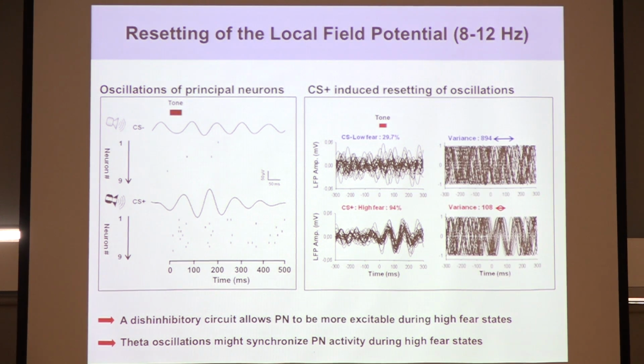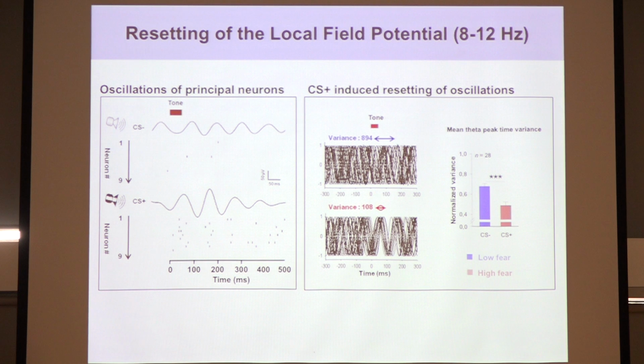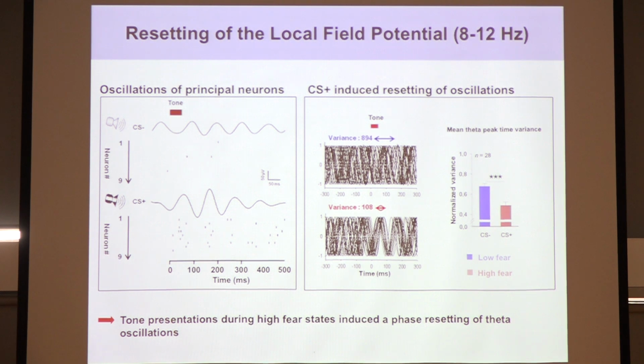This is the methodology we have used to quantify the resetting of the oscillation. We calculated the variance of occurrence of the first peak or the second peak. A low variance indicates that the peak always occurs at the same time. So we have a low variance for the CS+ condition and a high variance for the CS-. And this is the quantification of the resetting to the CS+. This just indicates that the tone presentation during a high fear state induces a phase resetting of theta oscillation.